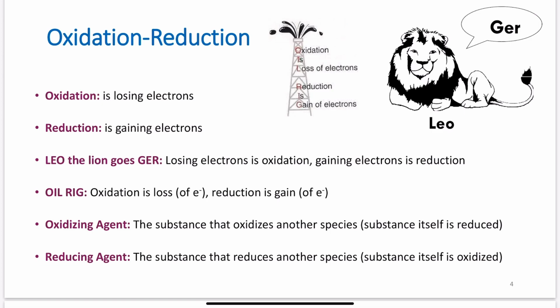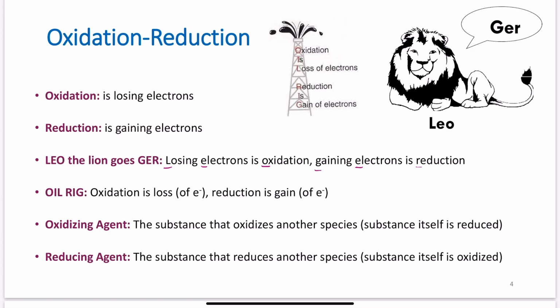Oxidation and reduction. We have to remember that oxidation means that we are losing electrons, and reduction is gaining electrons. Two different mnemonics we often find to remember this are Leo the lion goes grr, or OIL RIG. Leo the lion goes grr stands for losing electrons is oxidation, L-E-O for Leo, and goes grr, gaining electrons is reduction.